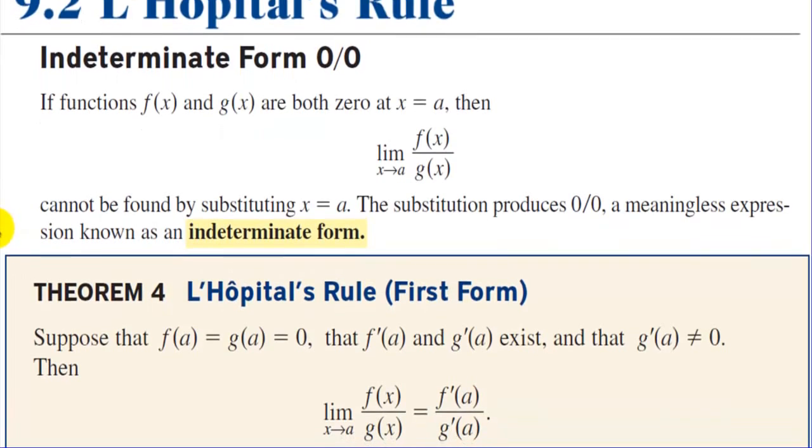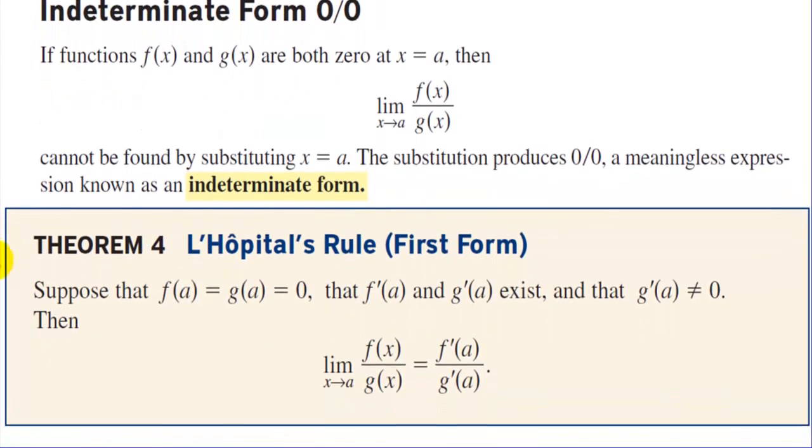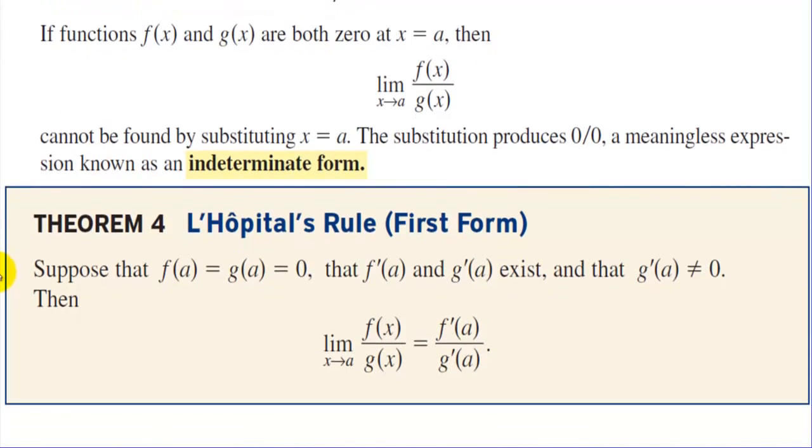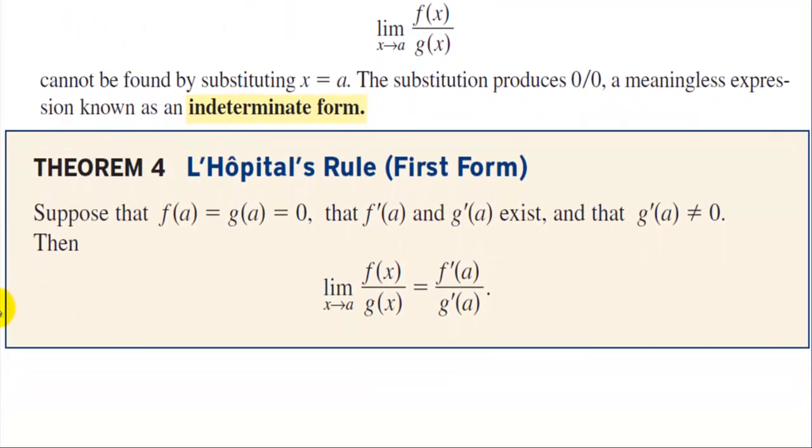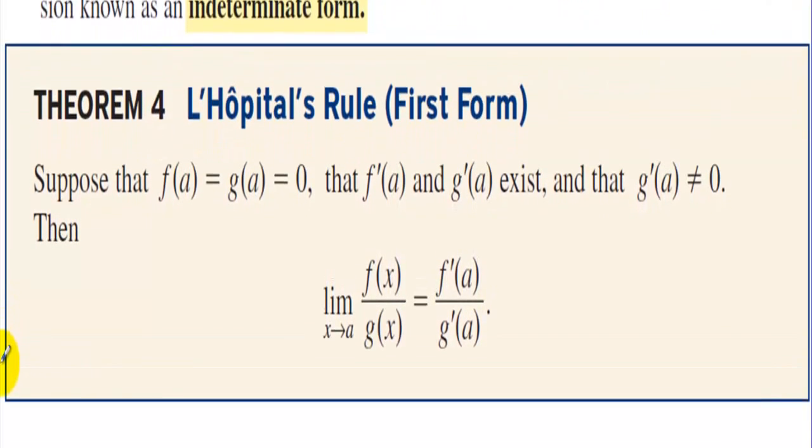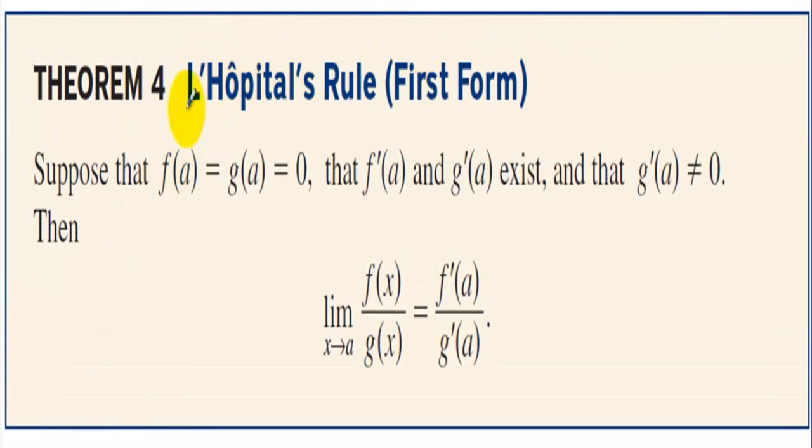So if we plug in 0, let's say, or plug in any value, and we get 0 over 0, that doesn't mean the limit doesn't exist just because there's 0 in the denominator. We can use what's called L'Hopital's rule.